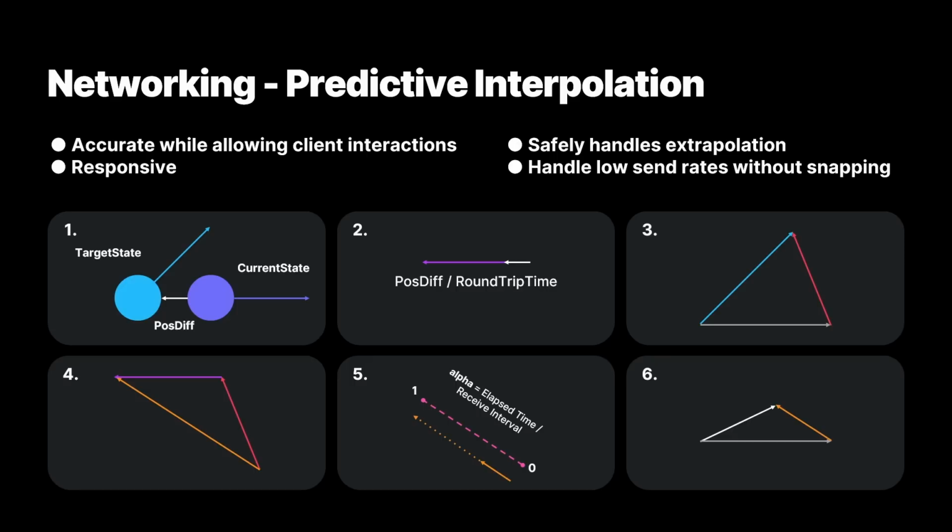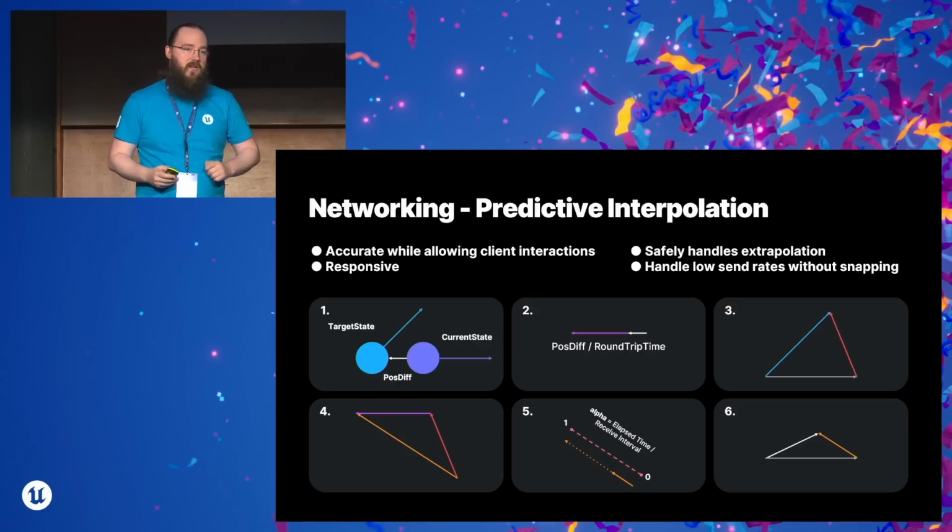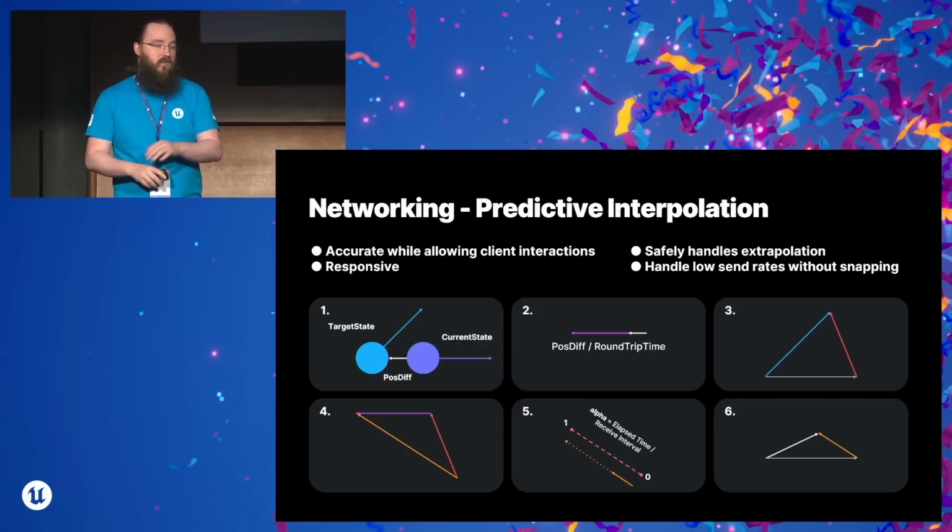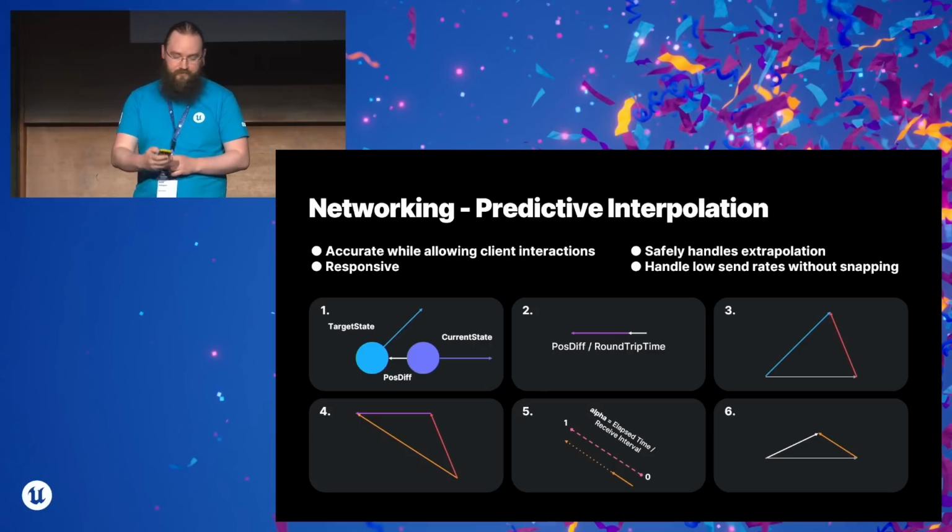This example here is for position and velocity, but we do similar logic for rotation and angular velocity. And you can choose this just in an actor. You've got the physics replication setting. You can now just switch it to predictive interpolation to see if this helps any situations that you're running into with physics networking.